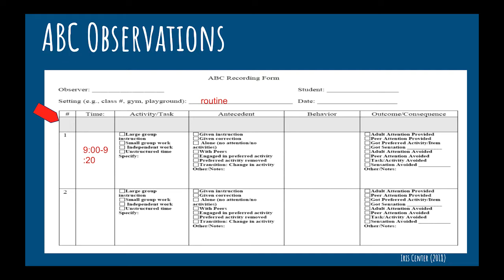During the observation using the ABC form, always start by recording the behavior first. Be as specific as possible. Write down the activity or task occurring in class. Write down the antecedent that occurs before the behavior. Write down what happened right after the behavior occurred in the consequence box. Immediately after the observation, check the boxes that correspond with the activities, antecedents, and consequence.